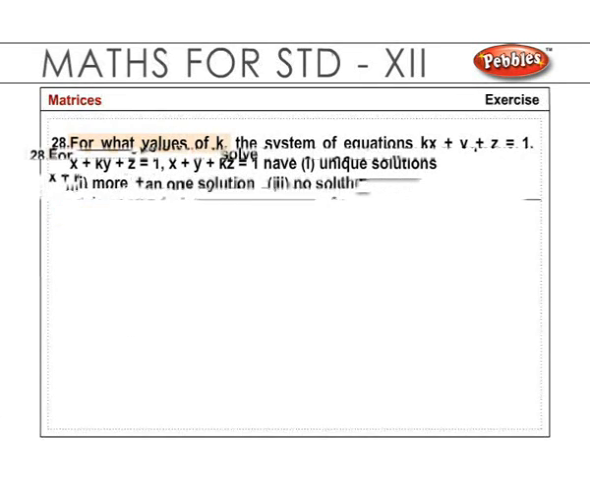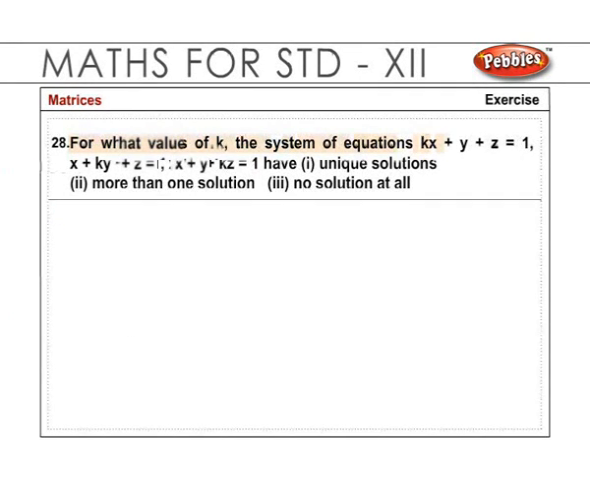For what values of k, the system of equations kx plus y plus z is equal to 1, x plus ky plus z is equal to 1, x plus y plus kz is equal to 1 have unique solution, more than one solution, and no solution.